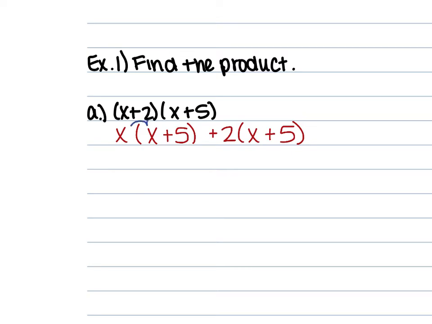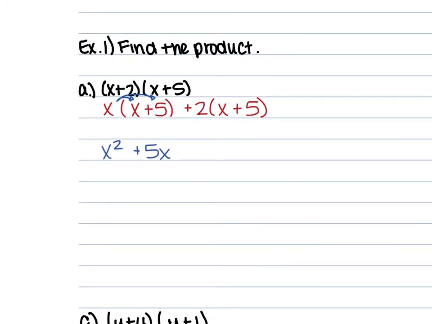When we distribute the x in, we're going to have x times x, which is x squared, then x times 5, which is positive 5x. Then we have the 2 that we're distributing in, so 2 times x is 2x, and 2 times 5 is 10. From here, we do have two like terms, which are the 5x and the 2x, so we can combine those to get x squared plus 7x plus 10.